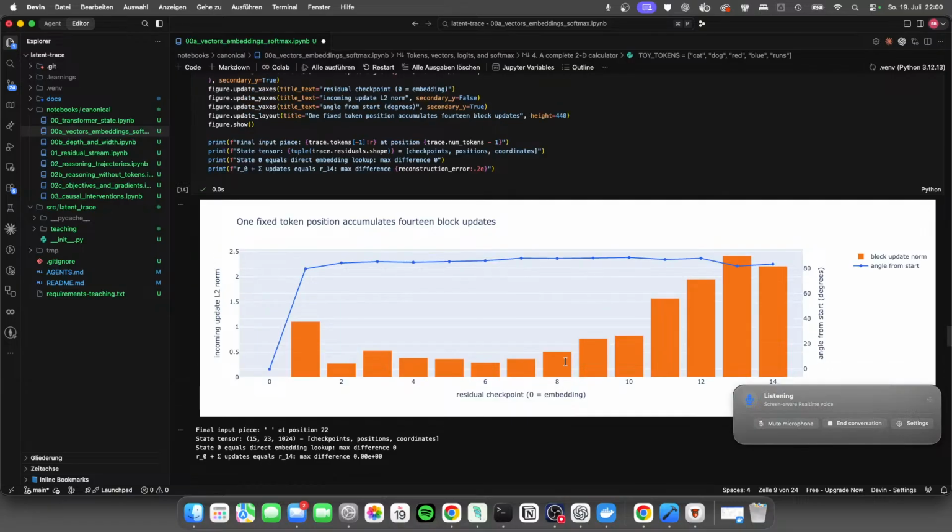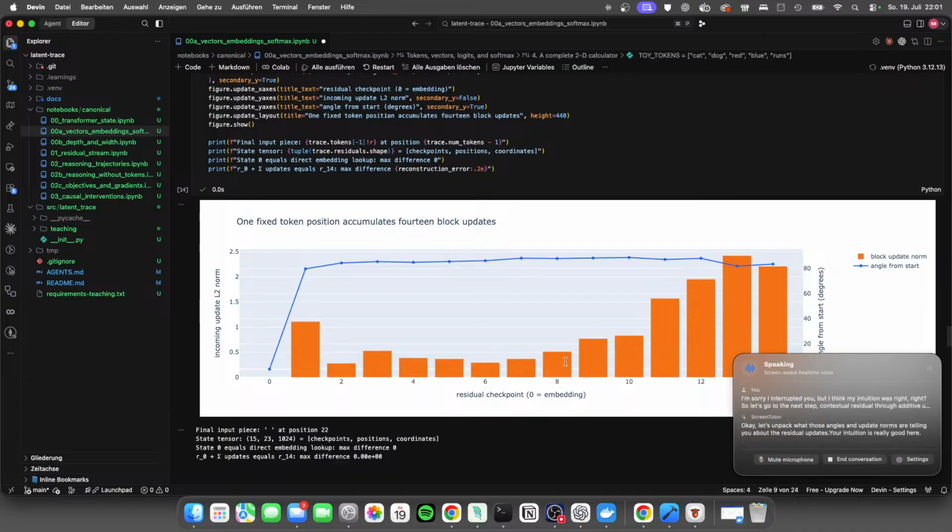Regarding the angle from start, I guess the first layer had the biggest impact on the move in direction in the latent space, and further changes just followed that angle or direction. There wasn't a big difference in angle changes. And block update norm, you might have to explain to me, please.